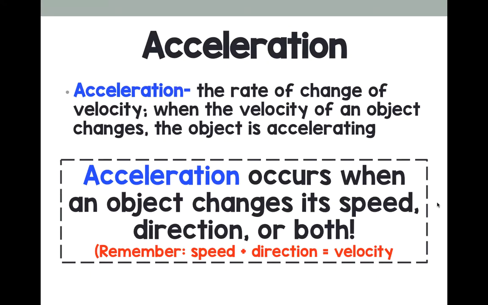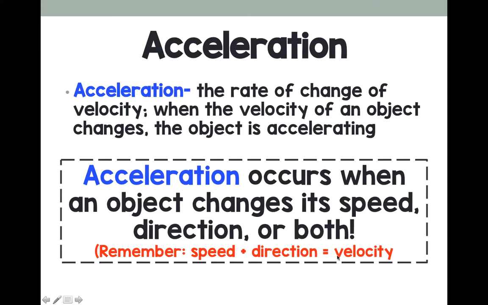So accelerating could mean that I don't move and then I start sprinting, or it could mean I start sprinting and all of a sudden come to a stop. That is also accelerating. One big thing I want you to remember is acceleration occurs when an object changes its speed, direction, or both. This is the big takeaway from acceleration. Let me say that again. Acceleration occurs when an object changes its speed. Okay, so it speeds up, slows down, or it changes direction. It goes left or goes right, or both speed and direction have changed.